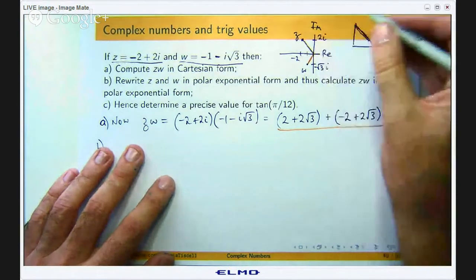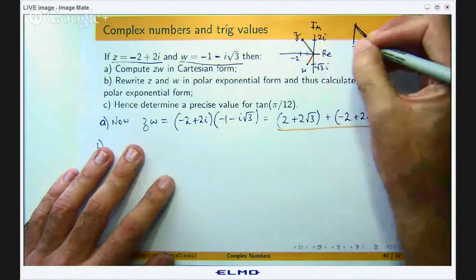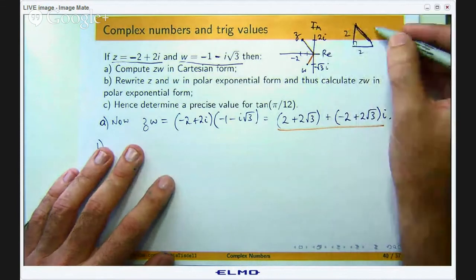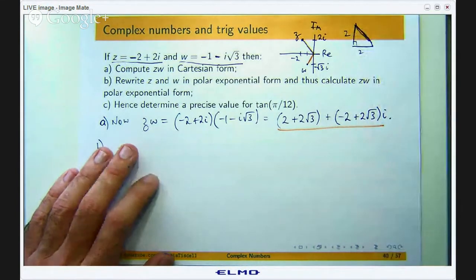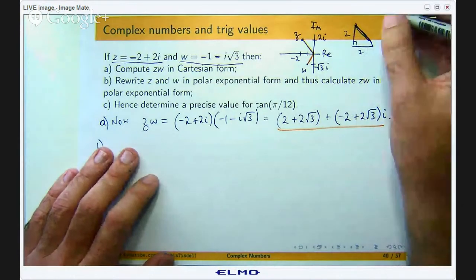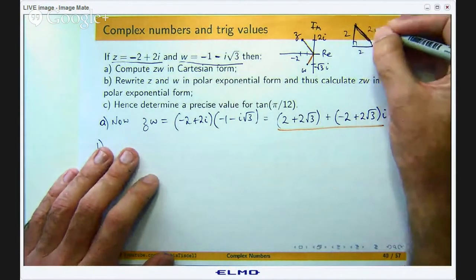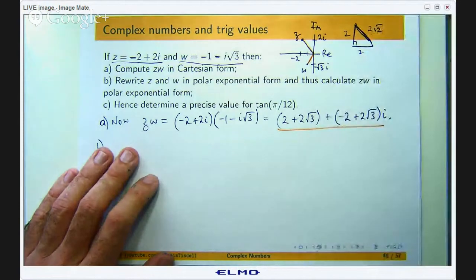Okay, so let's think about Z first. The base is 2, the height is 2, so by Pythagoras, that squared plus that squared equals the hypotenuse squared, so that's root 8 will be the length. So that's just 2 root 2.